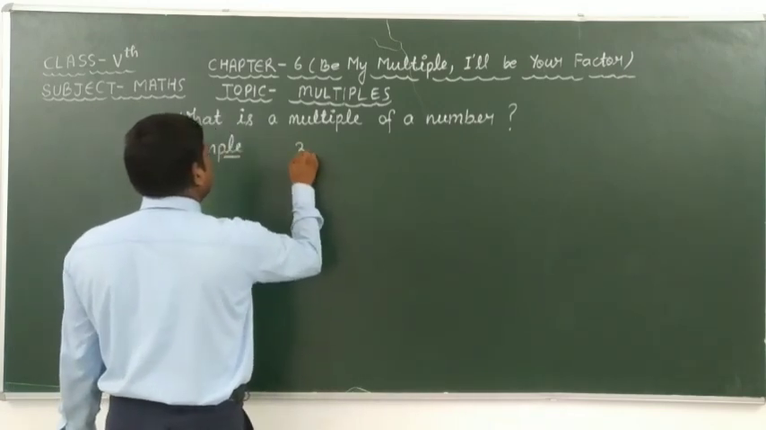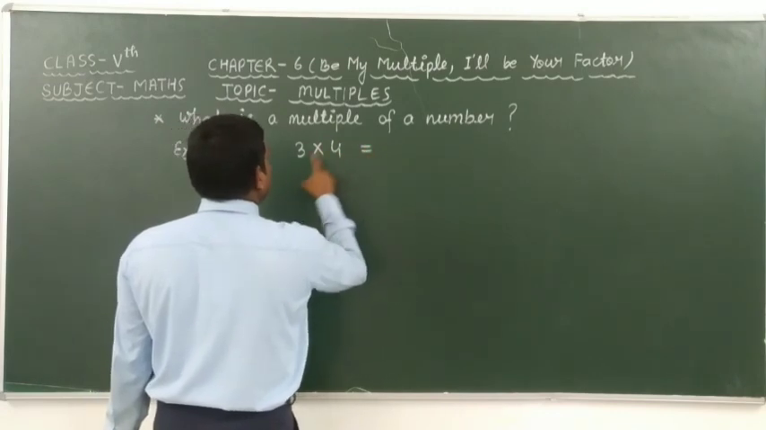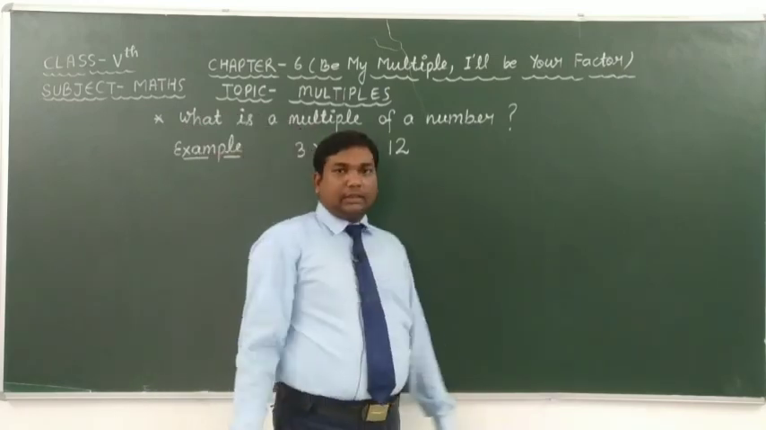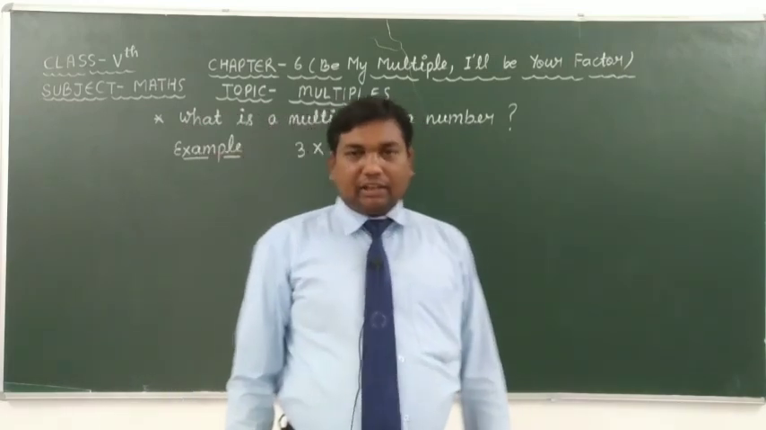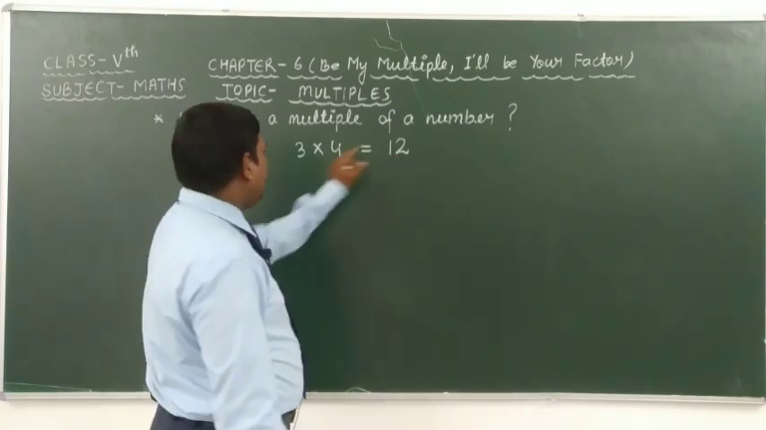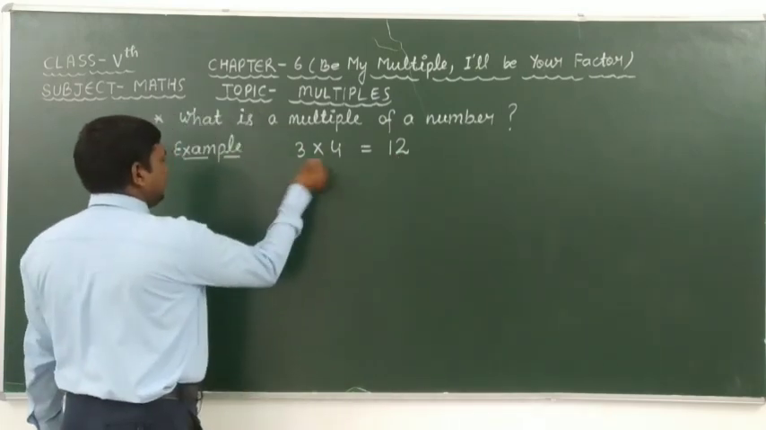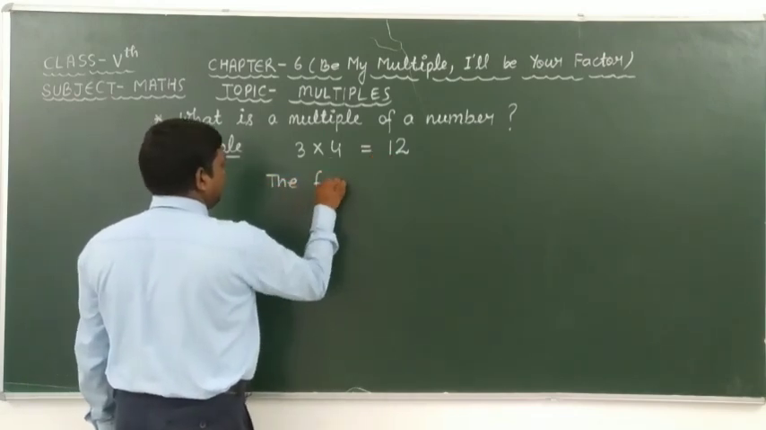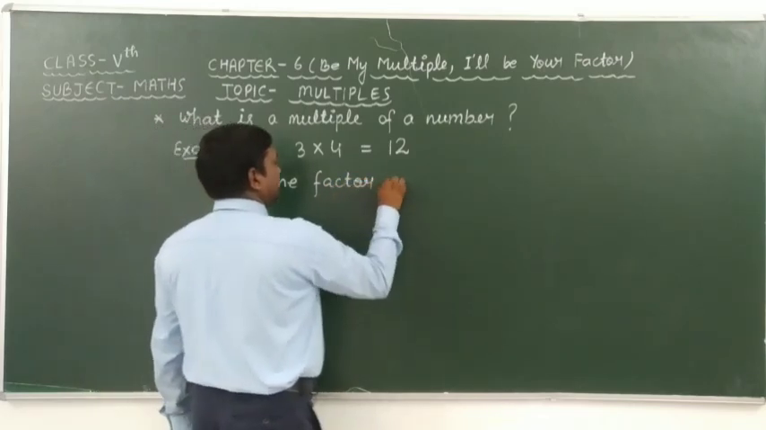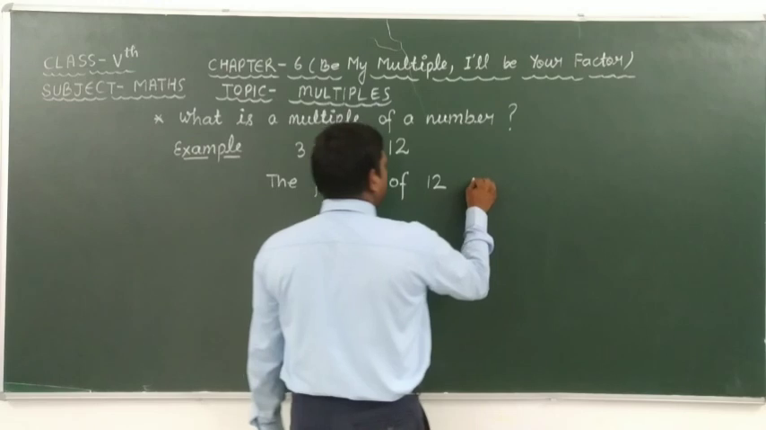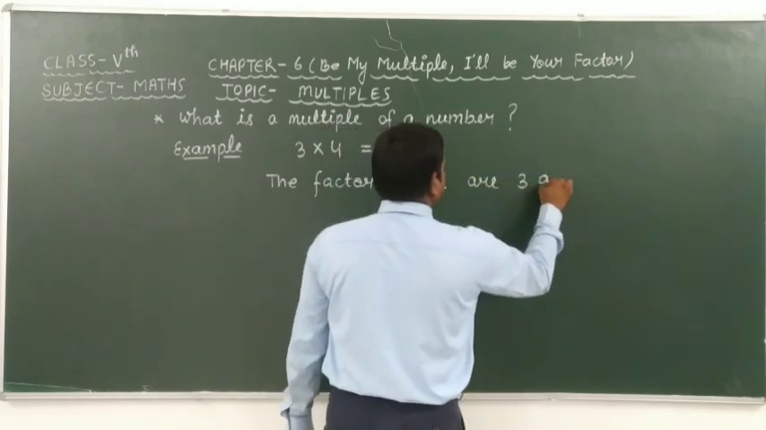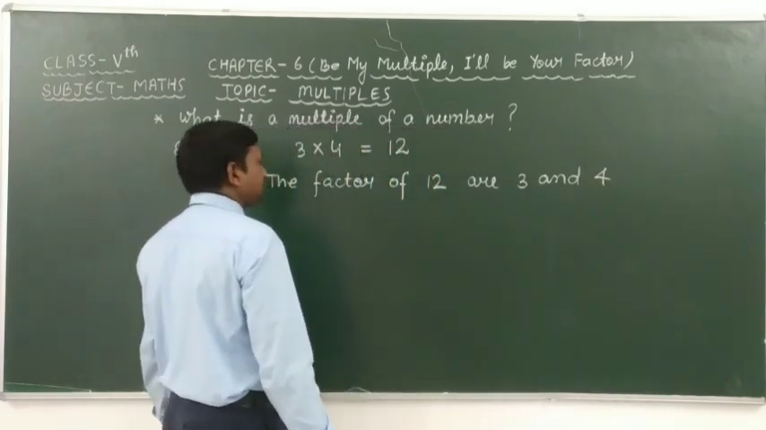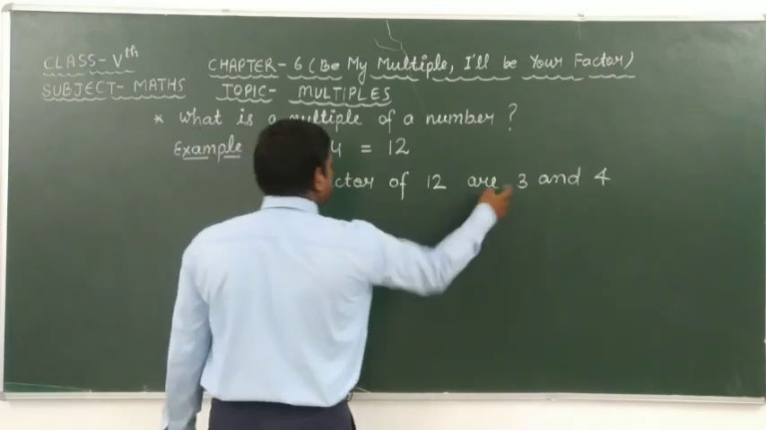Here we have to take 3 into 4. 3 4s are 12. Here we know that the factors of 12 are 3 and 4. That means the factors of 12 are 3 and 4. It means that 12 is a multiple of 3.